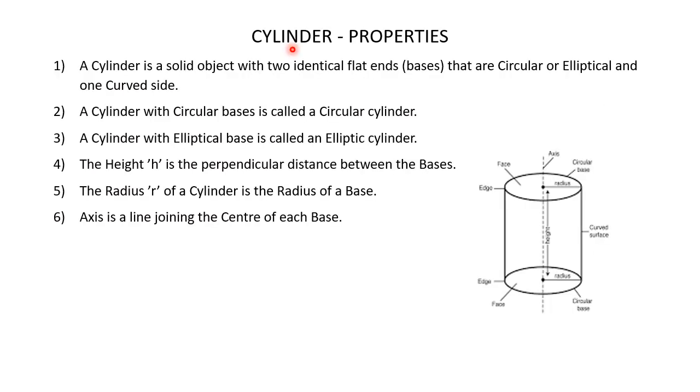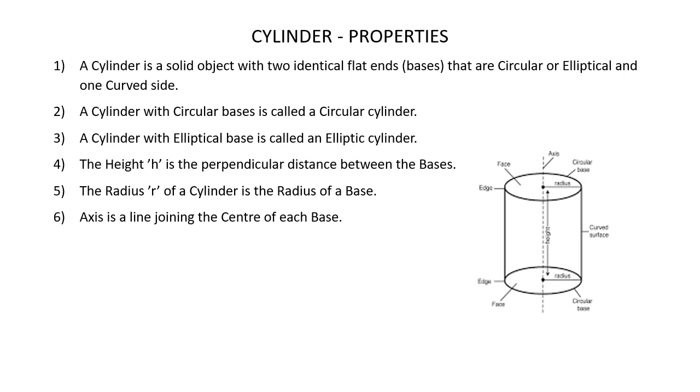Let's now learn a few properties of the cylinder. A cylinder is a solid object with two identical flat ends or bases that are circular or elliptical and one curved side. A cylinder with circular bases is called a circular cylinder. A cylinder with elliptical base is called an elliptical cylinder. The height h is the perpendicular distance between the bases.